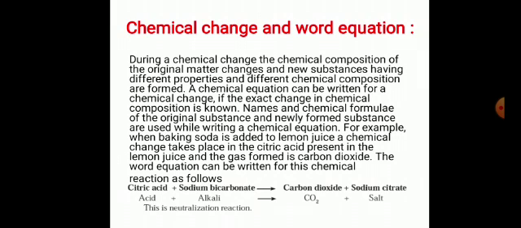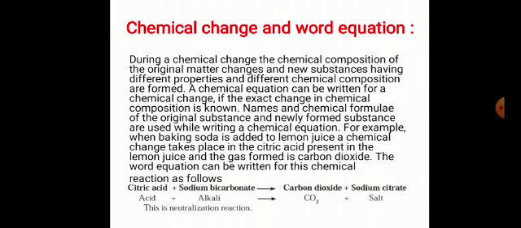For example, when baking soda is added to lemon juice, a chemical change takes place in the citric acid present in the lemon juice and the gas formed is carbon dioxide. The word equation can be written for this chemical change.